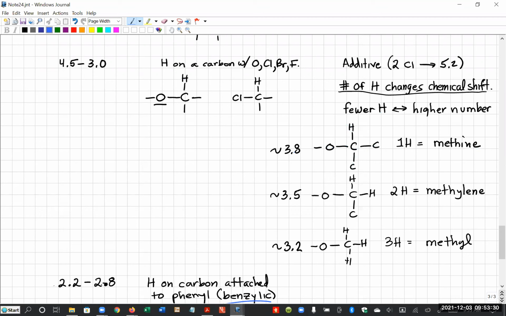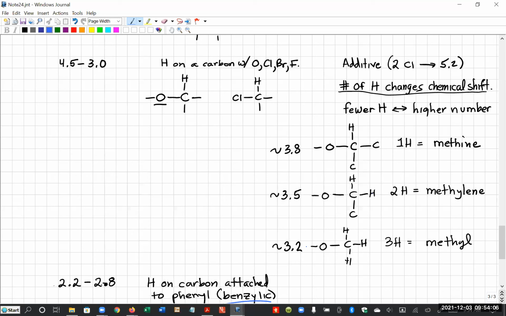If instead we have two hydrogens attached to a carbon, the carbon has an oxygen, and then there's only one other carbon attached, we call that a methylene group. That's a really common term you probably ought to learn, CH2 methylene. That'll probably be around 3.5. If we have three hydrogens, well, then that's a methyl group. That means we have three hydrogens on a carbon, it's a methyl carbon, and then it has this oxygen attached. And that's going to come around 3.2.